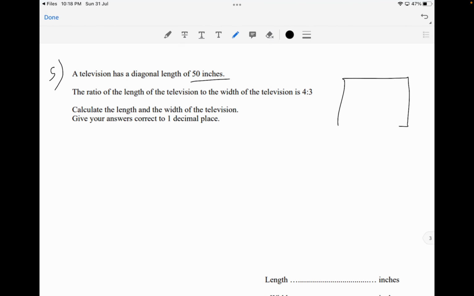We're just going to draw a small, let's say a rectangle or square, it doesn't matter what it is. So we're just going to draw a diagonal, and it's going to be called 50. Now the ratio of the length of the television to the width of the television is 4 to 3. So what we're going to do is let x be a value.